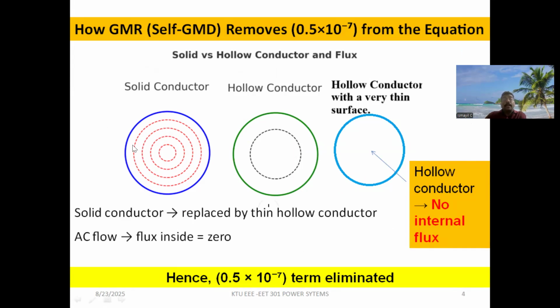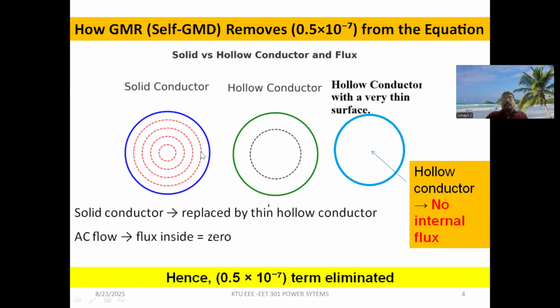Suppose the current flows through the solid conductor. We consider that current flows through each small portion of the solid conductor. So there will be flux lines around all those small portions like this. That is the idea. There will be flux lines inside the solid conductor.